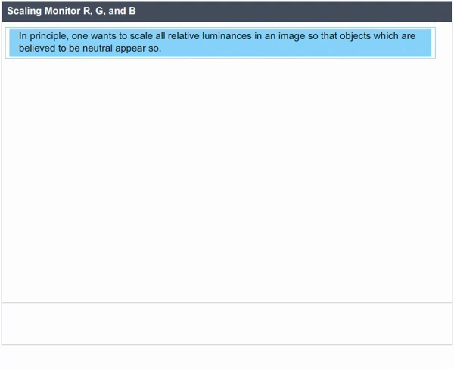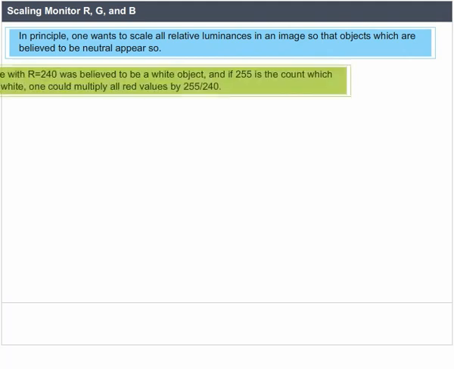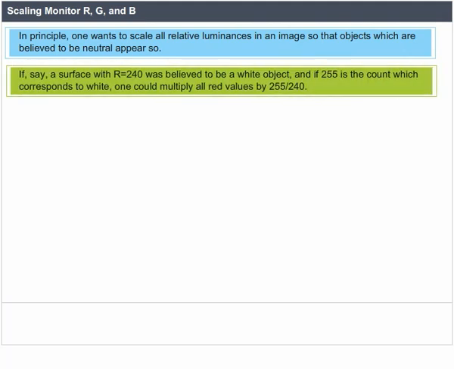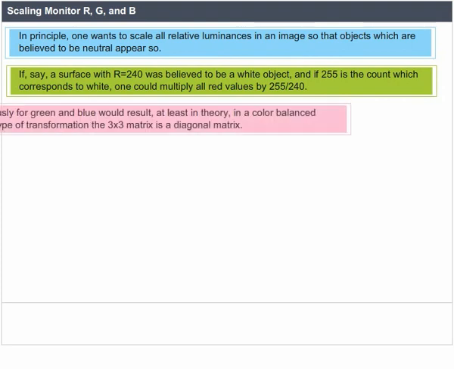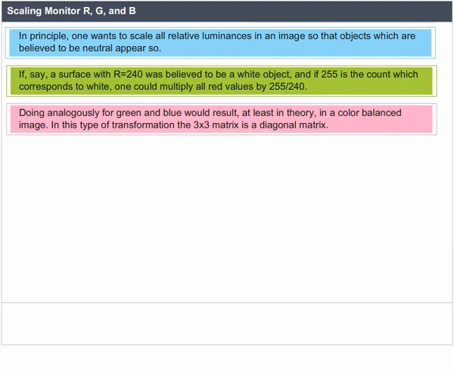Scaling monitor R, G, and B. In principle, one wants to scale all relative luminances in an image so that the objects which are believed to be neutral appear so. If, say, a surface with R equals 240 was believed to be a white object, and if 255 is a count which corresponds to white, one could multiply all red values by 255 divided by 240.